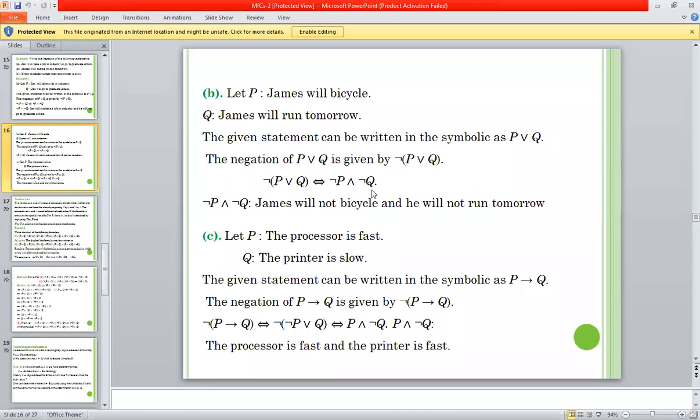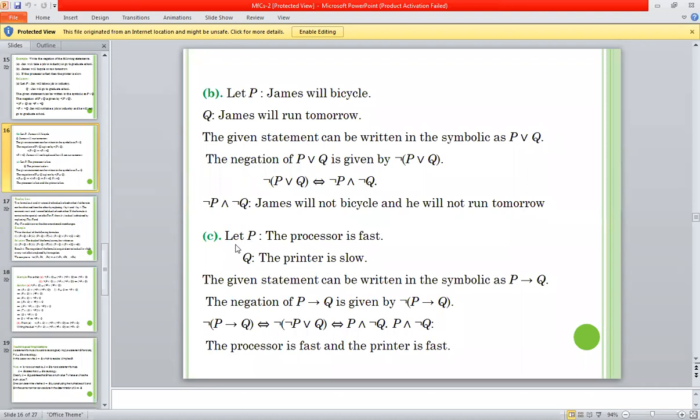So what is the negation statement of the symbolic form negation P and negation Q? James will not buy bicycle and, the connective word is "and", he will not run tomorrow. So this is the negation statement for the given statement.